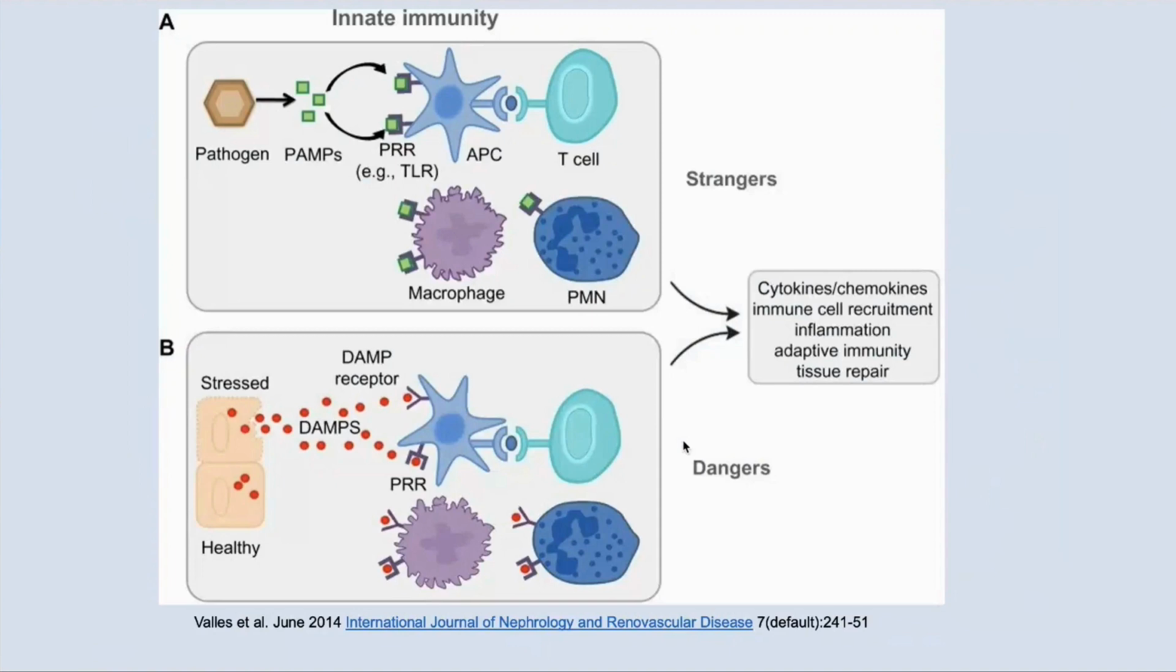So the way that this, from the International Journal of Nephrology, kind of puts it, there's strangers and there's dangers, right? So PAMPs are telling you what's going on with strangers, and then DAMPs tell you what's going on with your own people and that there's dangers.